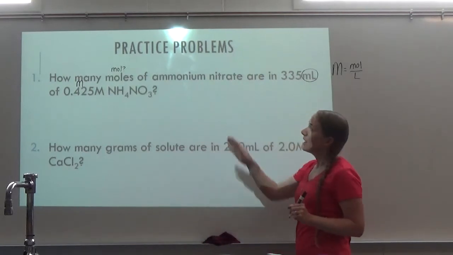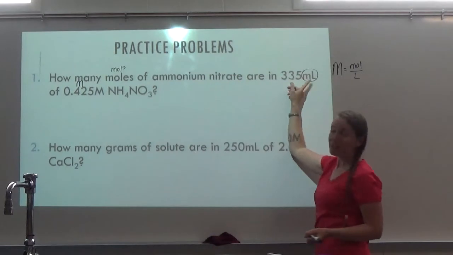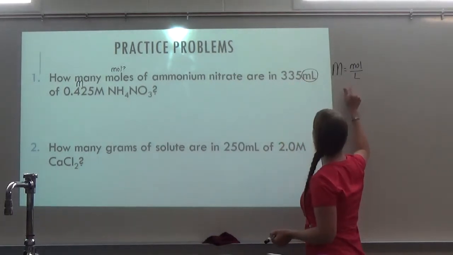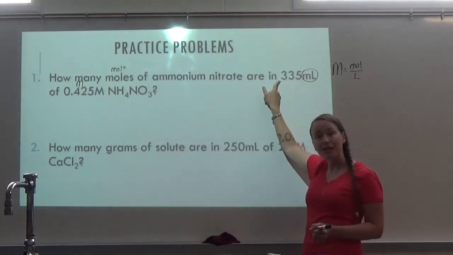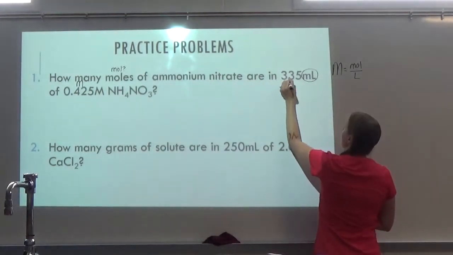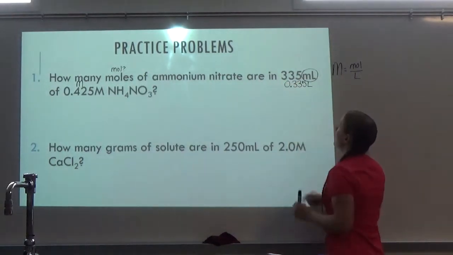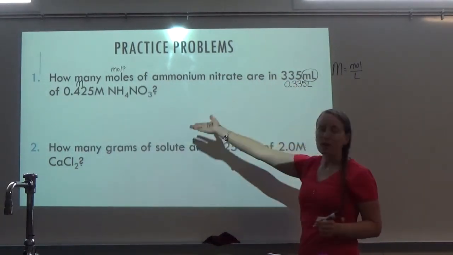All right, so I'm looking for moles, which is fine. They gave me molarity, which is fine, but they gave me milliliters here. Remember, when I'm using this formula, I have to have liters. So you can either take this number and divide by 1,000 or move your decimal 3 places to the left. So it becomes 0.335 liters. Once I have this in liters, I'm ready to plug in.